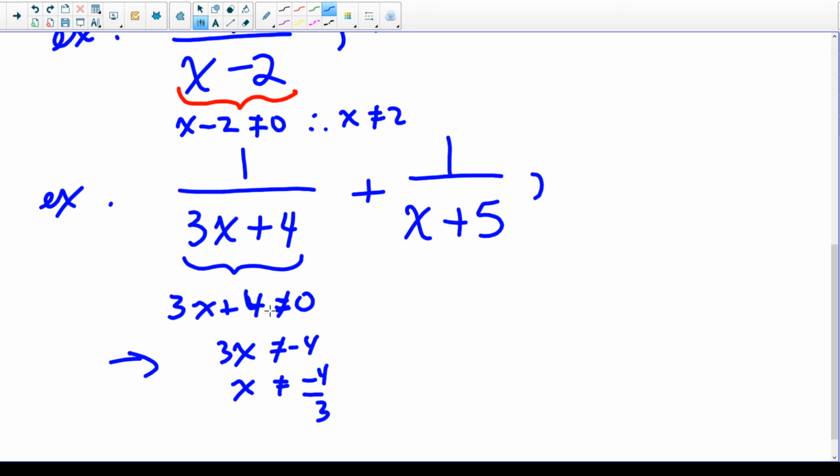You should technically be able to do that in your head now and just tell me that the restriction would be -4/3. This restriction is easy. What x value would make that denominator equal to 0? And then you usually list them in numerical order. So x can't be equal to -5 or -4/3. And chat is answering as well.